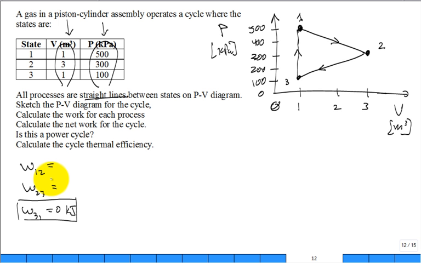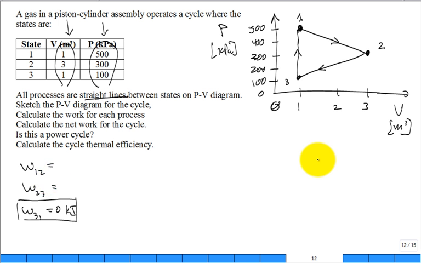Now, how many people have calculated work 1 to 2? Only that many hands? Let me give you time to calculate work 1 to 2. Don't watch me do it. You do it. You calculate work 1 to 2.